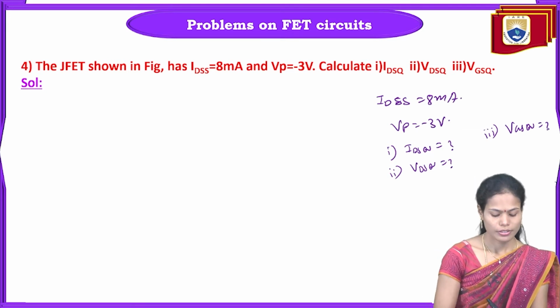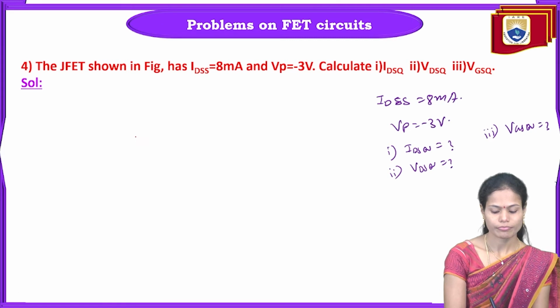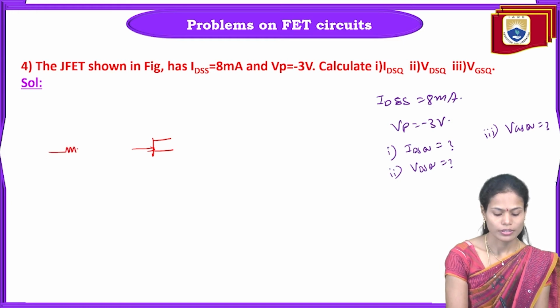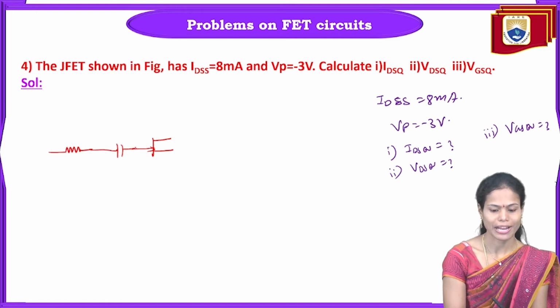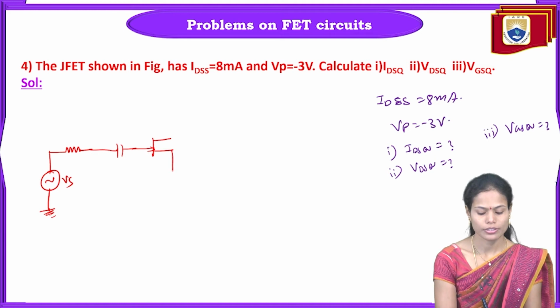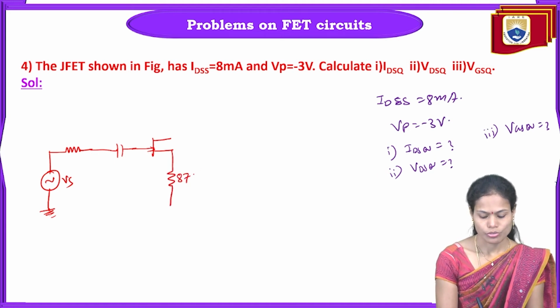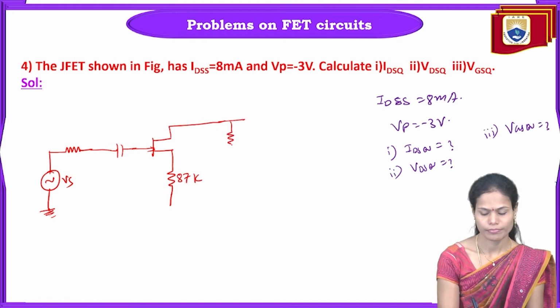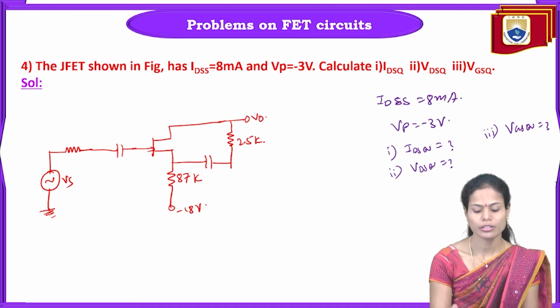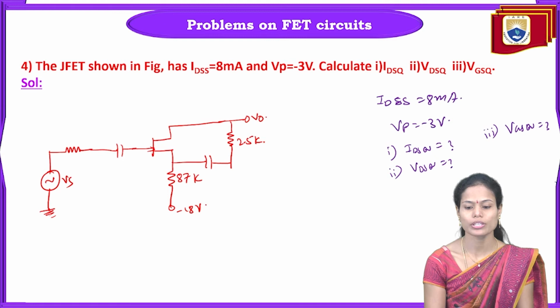So the given circuit in the problem is the FET with input source resistance, an input capacitor, and source voltage Vs. The given source resistance is 87 kilo ohms, and this value is 2.5 kilo ohms, and one capacitor is connected here, and it is minus 18 volts here, and here we are going to measure the output voltage. So this is the given circuit in the problem.